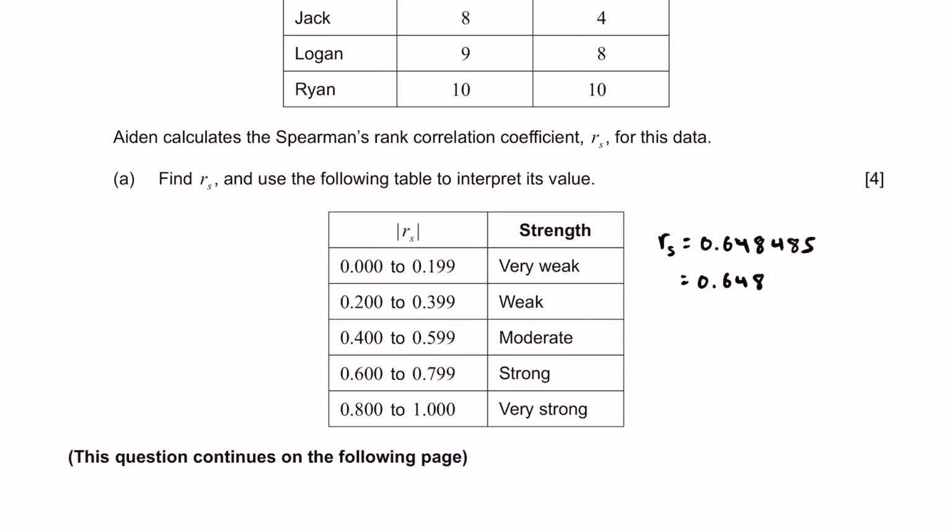Since this is a 4-mark question, I think it would be a good idea, instead of just writing strong, to write, for example, there is a strong monotonic relationship or a strong positive relationship between the ranks. So mentioning ranks, just to highlight that we're running Spearman here, just because it's a 4-mark question. So let's go ahead and do that.